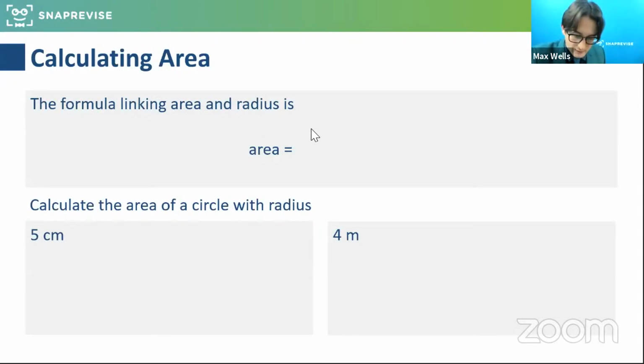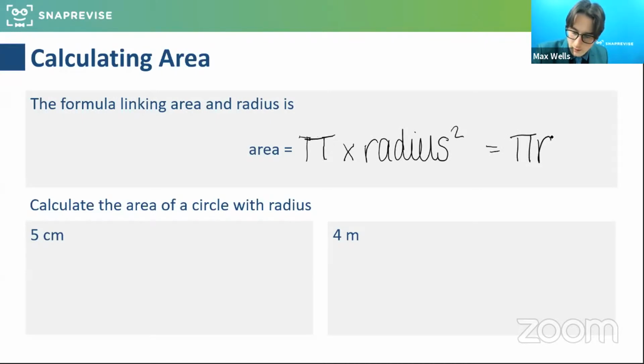So the area is pi times the radius squared. So the radius times itself. Pi times radius squared, or shorthand, pi r squared. Now, BIDMAS or BODMAS, or whatever you want to call it, is important here. We square the radius, then times it by pi. Okay, so lovely. Right, cool.